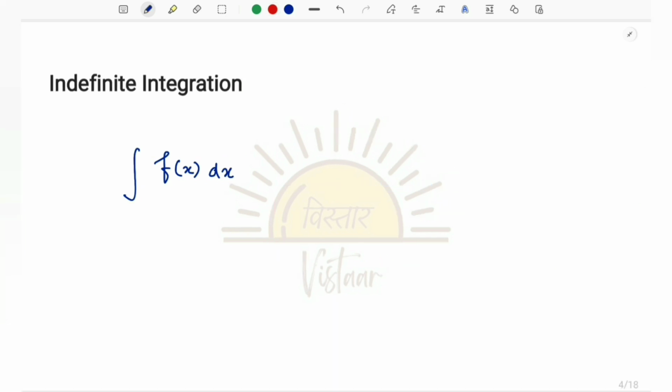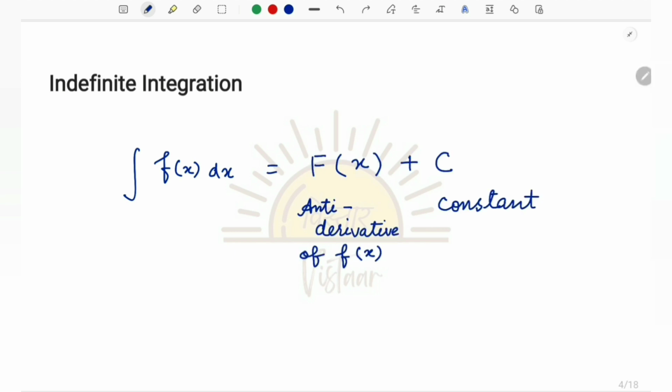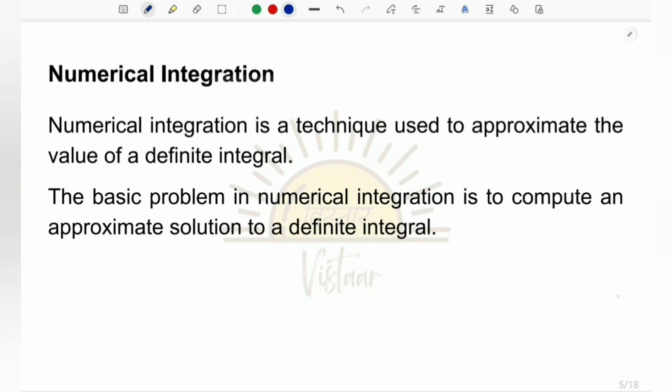The second type of integration is the indefinite integral. This is used to find the general antiderivative of the given function. So here, the integral of f(x) dx represents the indefinite integral of the function f(x) with respect to x. This yields the family of functions F(x) plus c, where F(x) is the antiderivative of f(x) and c is the constant of integration. Now let's understand numerical integration.